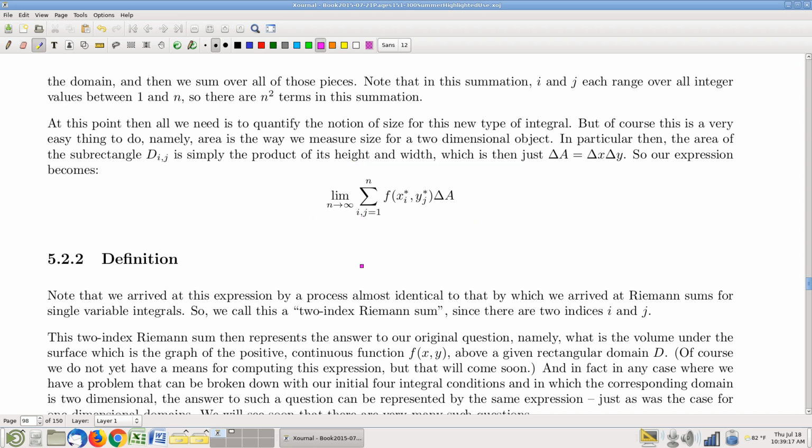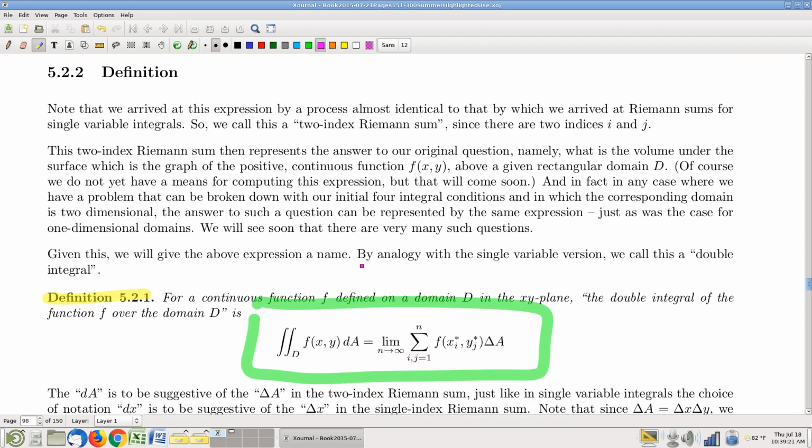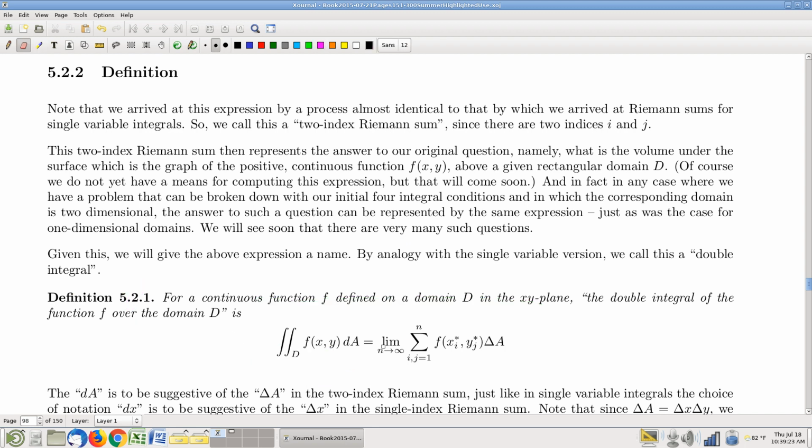Okay, so this is the thing we're going to be doing stuff with. This then is our definition of a double integral. This Riemann sum that we just motivated is the double integral of the function f.